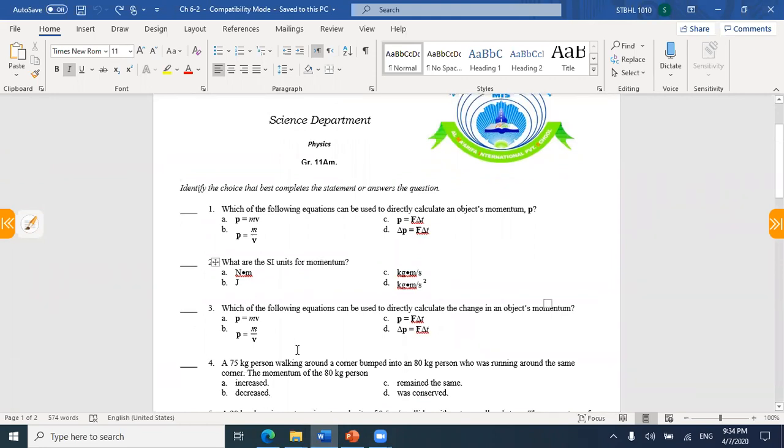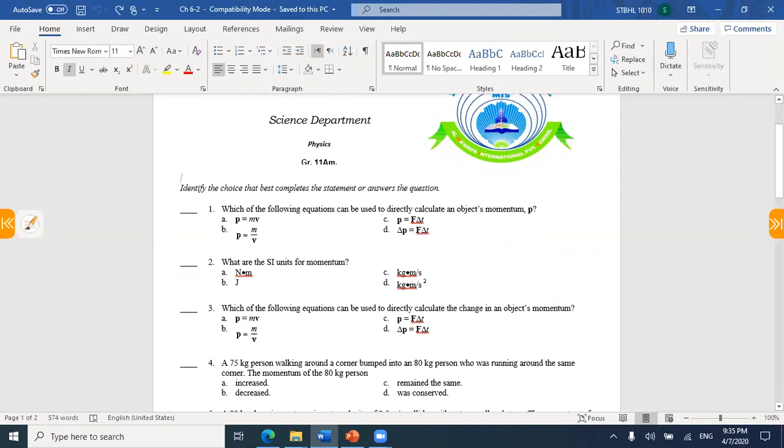Question 1 to 4. Look at them, please, and try to answer them. Let me do 1 or 2 with you. Which of the following equations can be used to directly calculate the object's momentum? What did we say? We said that the object momentum is mass times velocity, or mass over velocity, or force times time? Okay, so it is going to be mass times velocity.